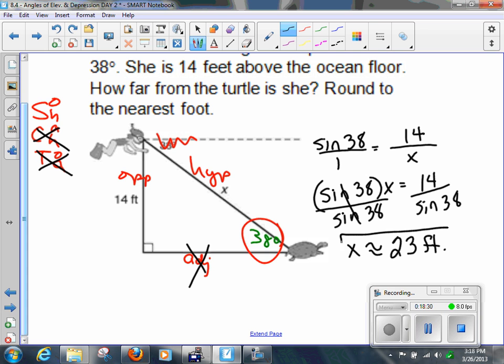Where'd I lose you? Did you label your triangle correctly? You got the hypotenuse, opposite, adjacent. You mark out the adjacent? Did you mark out C and T? Did you have sine of 38 over 1? It's equal to 14 over x? Ding, ding, ding. That's where you made your mistake. Sine is opposite over hypotenuse, so it has to be 14 over x.